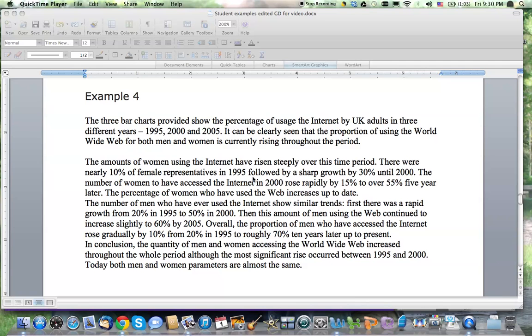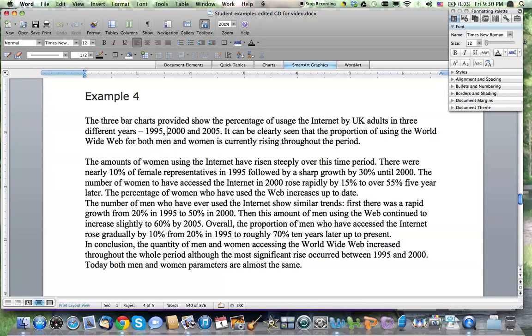Okay guys, we're going to do another recording this time, another graph description, the fourth one. This one is actually pretty good. Let's take a look. The three bar charts provided show the percentage of usage the internet by UK adults.